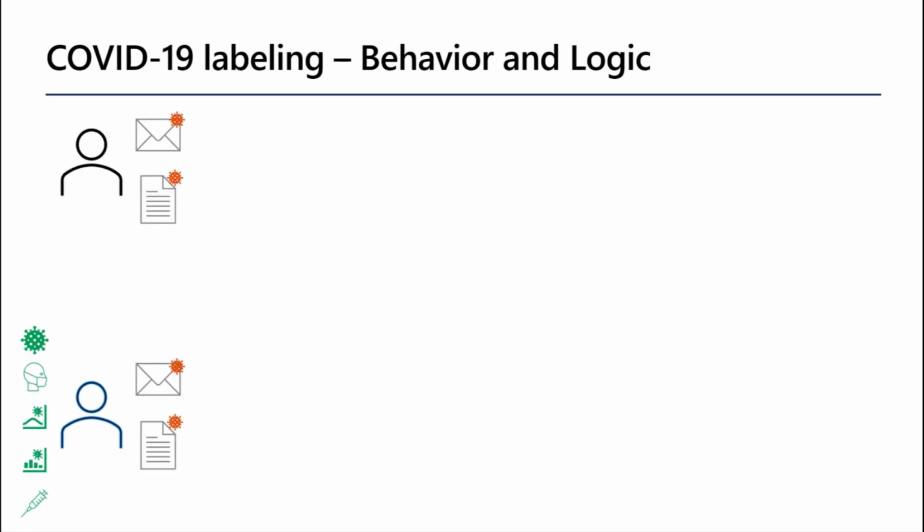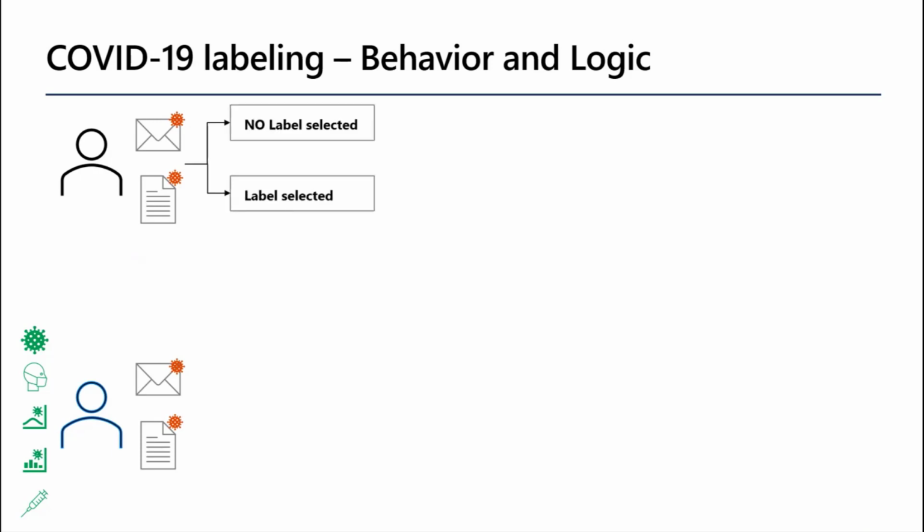Here, you can see a regular user on the top and a COVID-19 researcher at the bottom. Both are dealing with COVID-19 information in an email or a document, whether they know or not. This is important to call out, as sometimes users don't really know if the information they are dealing with should be protected or not, despite all the trainings provided.